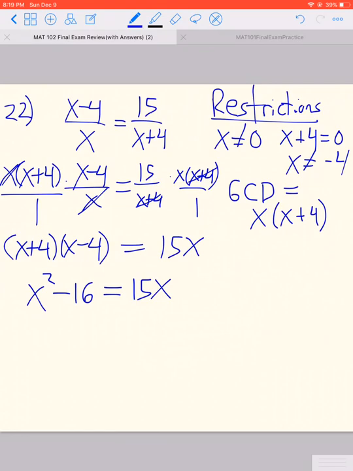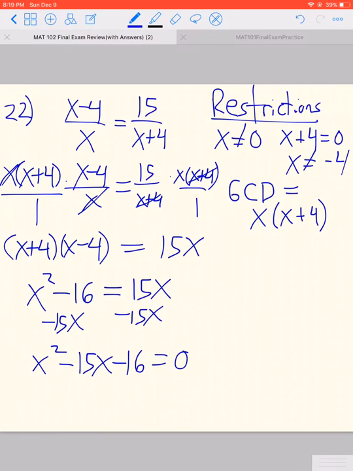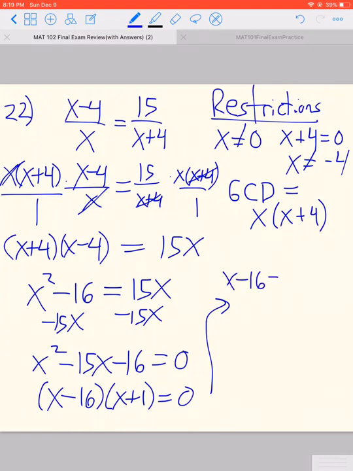Because of the x squared term, this is going to be a quadratic, so we want to get one side to be 0. So I'm going to subtract 15x from both sides. That gives us x squared minus 15x minus 16 equals 0. We would now want to factor this. This factors as x minus 16 times x plus 1 equals 0. We now go ahead and set each factor equal to 0. The first one would tell us that x equals 16. The second factor would tell us that x equals negative 1.